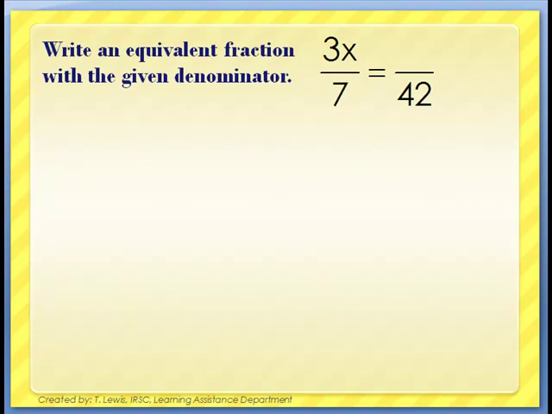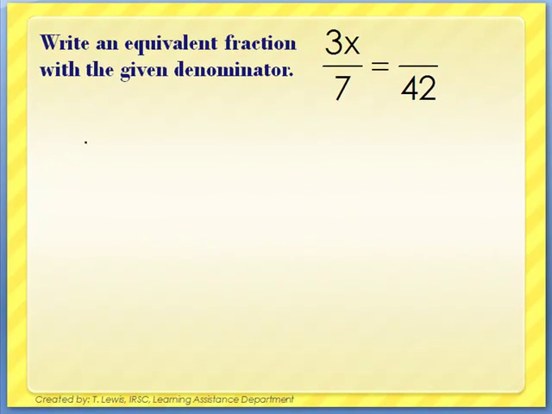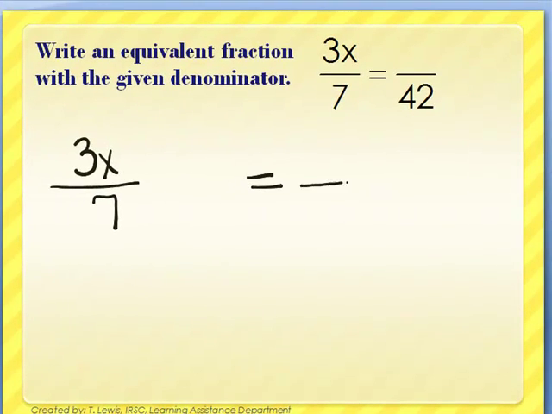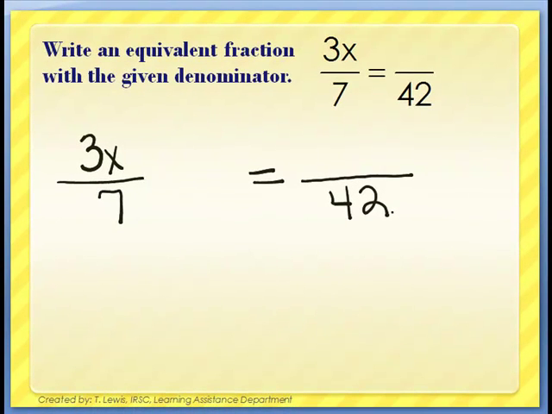Write an equivalent fraction with the given denominator. And we have here 3x/7, and that equals, we're going to fill in the missing part, over 42. So as we convert this fraction, let's start from the denominator. What can we multiply 7 by that would give us 42?